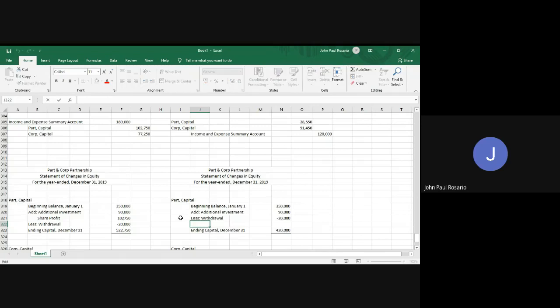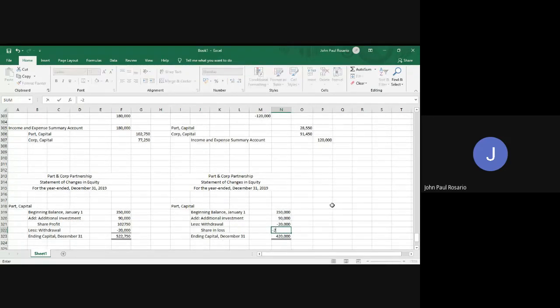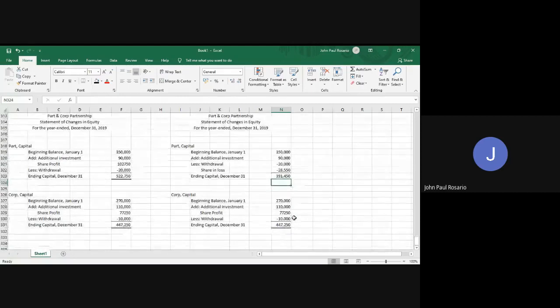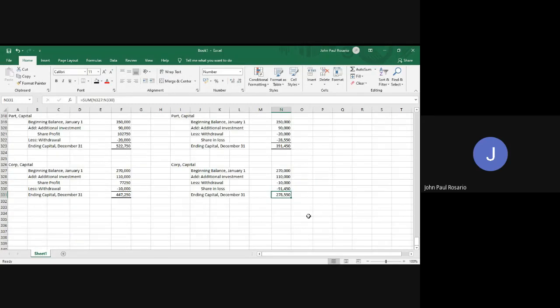Instead there is a share in loss. For Part, the share in loss would be negative 28,550. For Corp, beginning capital is 270,000, additional investment is 110,000, withdrawal is 10,000, and then the share in loss is negative 91,450. With that, we get the ending capital.